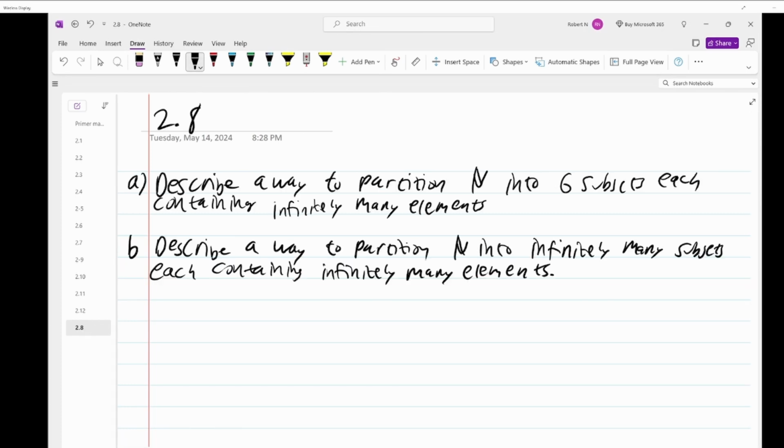Okay, we have two questions here. Describe a way to partition N into 6 subsets, each containing infinitely many elements. Okay, N is the natural numbers, positive integers. 6 subsets. Can the subsets overlap? A partition is a way of divvying up a set. So no, two parts of a partition cannot overlap, and also the partition must contain the entire set.